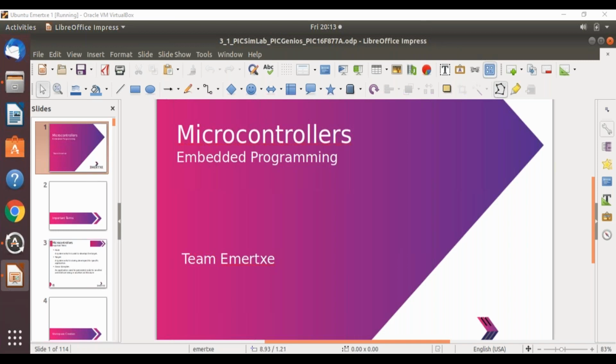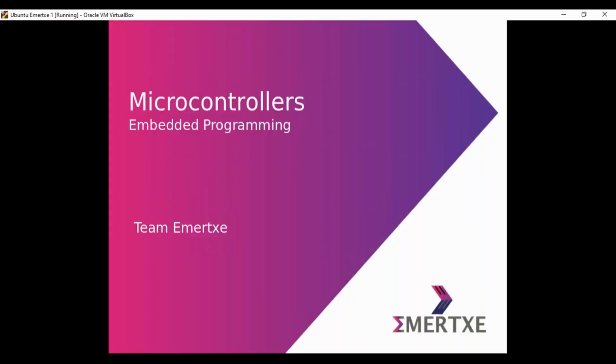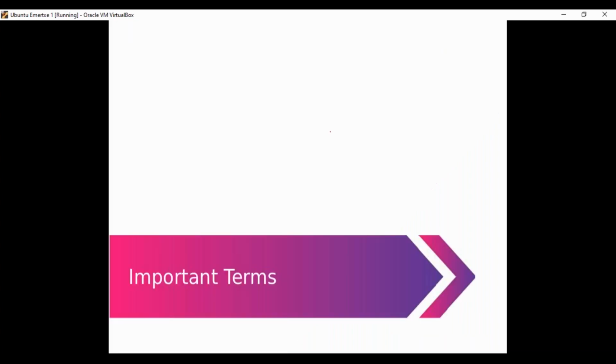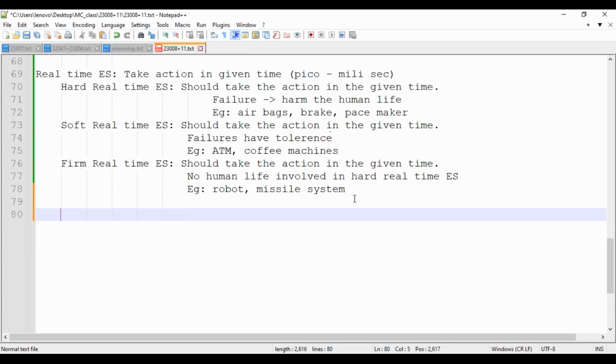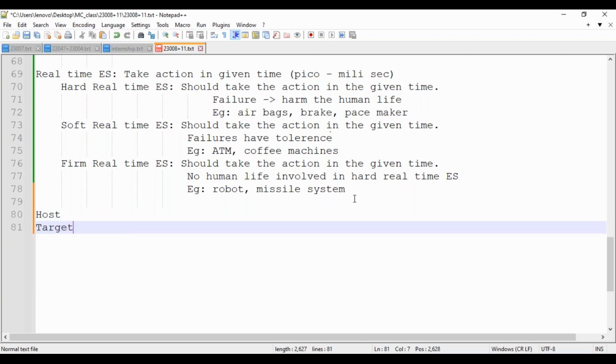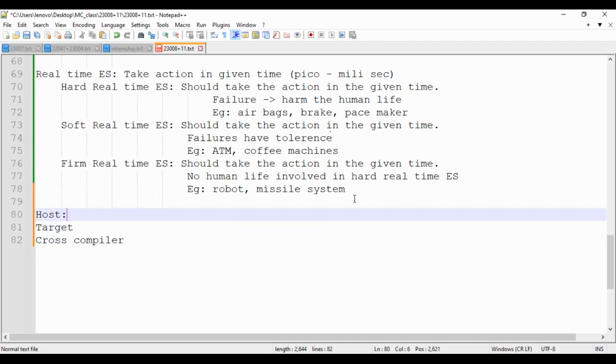Before starting with the programming part, please understand we have certain terminologies to be focused on, and these are important terminologies we are going to keep using throughout the module. So first we will look into these. The three things we are focusing on for having an embedded system designed are the host, the target, and the cross compiler.